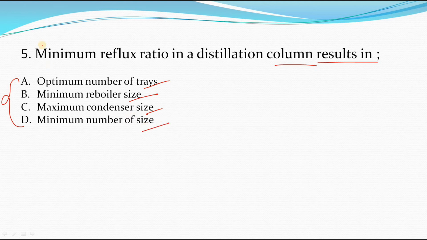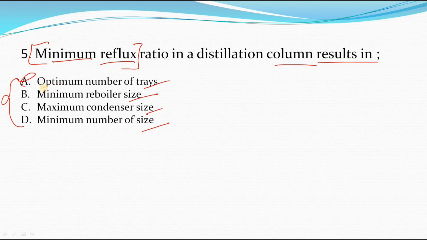Okay, so whenever we deal with minimum reflux ratio, what does that mean? It means that we require an infinite number of stages to perform a distillation, and in the case of maximum reflux ratio, we require a minimum number of ideal stages, right? So in the case of minimum reflux ratio, as I told you, we require an infinite number of stages or theoretical stages. So this option will not be the answer.